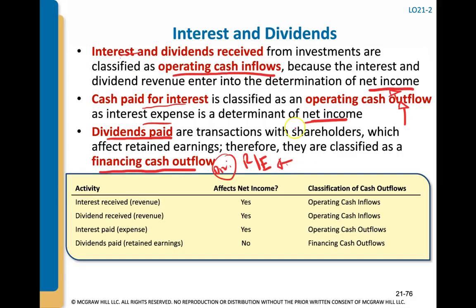And this is just a little sheet to help you remember. Interest received, interest revenue, dividend revenue, and interest expense are all operating cash inflows and outflows because they affect net income. So those all go in the operating section, just not dividends paid.